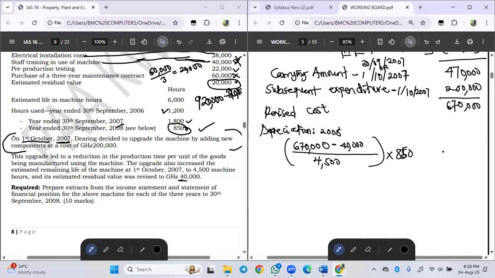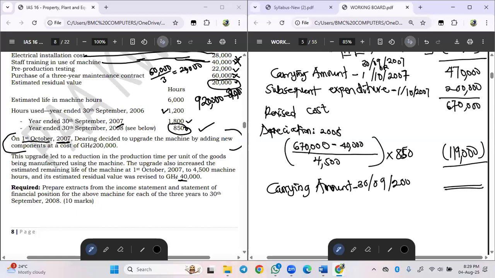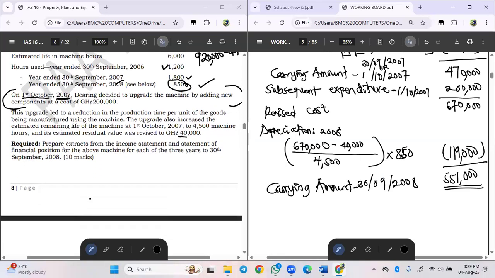Depreciation for 2008. $119,000. So the carrying amount as at 30th September 2008 will be 551,000. But the main question was asking for extracts for income statement and statement of financial position.